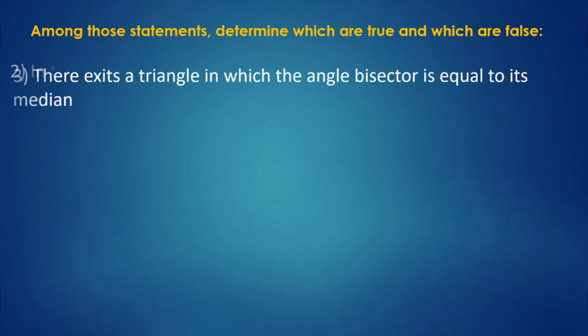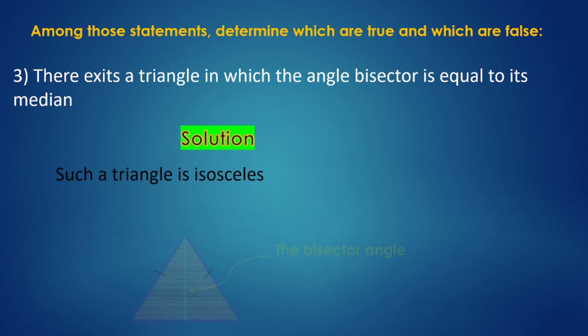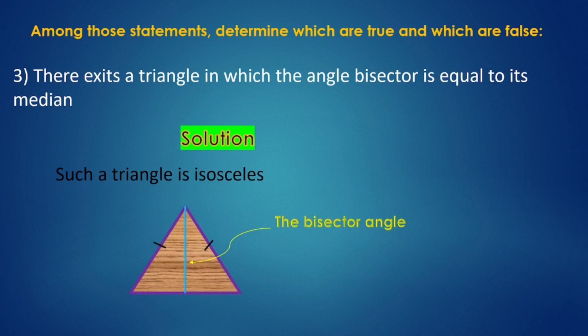Great. 3. There exists a triangle in which the angle bisector is equal to its median. Do you think this is true or not? Yes, such a triangle is simply isosceles. When you see the phrase there exists, you should run through in your mind whether such a triangle exists or not, and if it does, you should imagine it. Here, it is an isosceles triangle. In it, the bisector is not only a median, but also an altitude. The answer is yes.